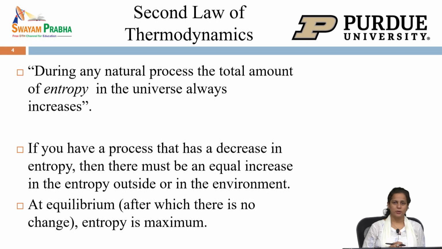What the second law of thermodynamics says is that during any natural process, the total amount of entropy in the universe always increases. So, that means that if you have a process that has a decrease in entropy, then there must be an equal increase in the entropy outside, in the environment. And at equilibrium, after which there is no change, entropy is maximum.